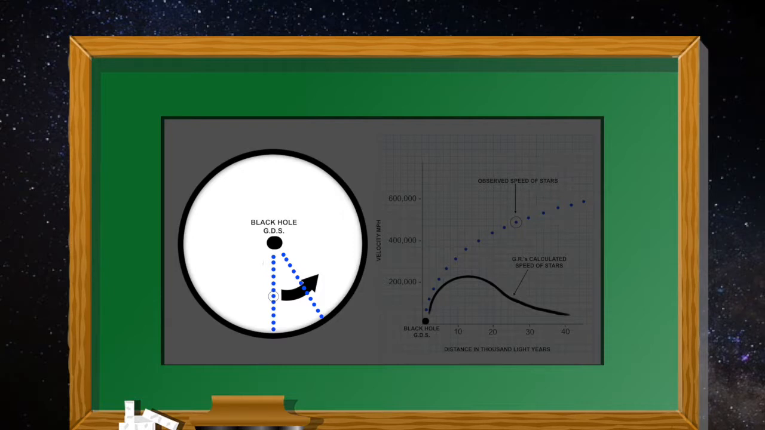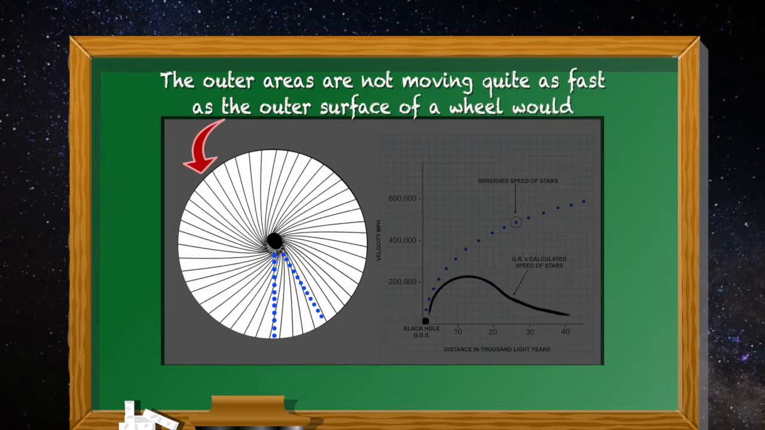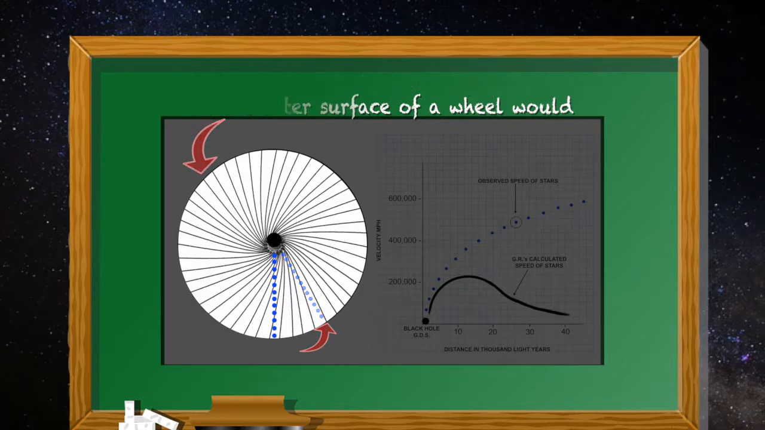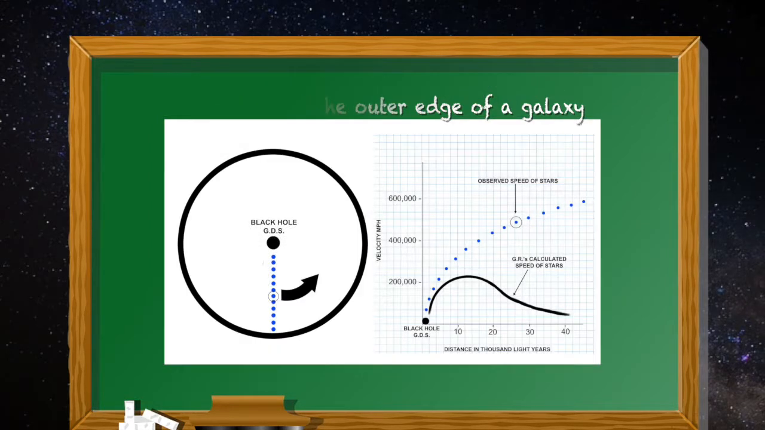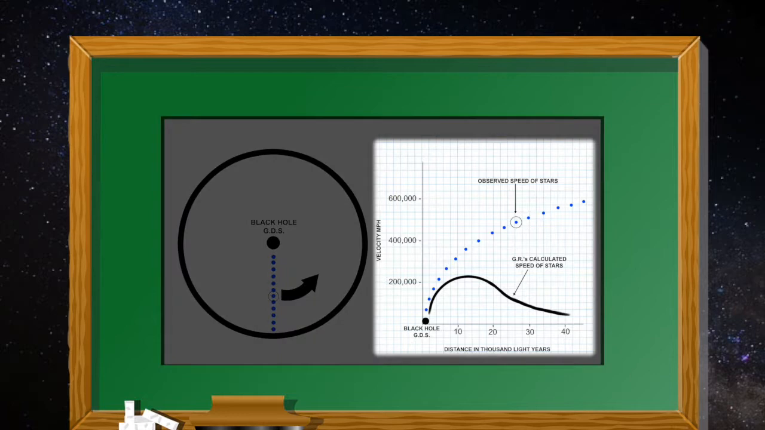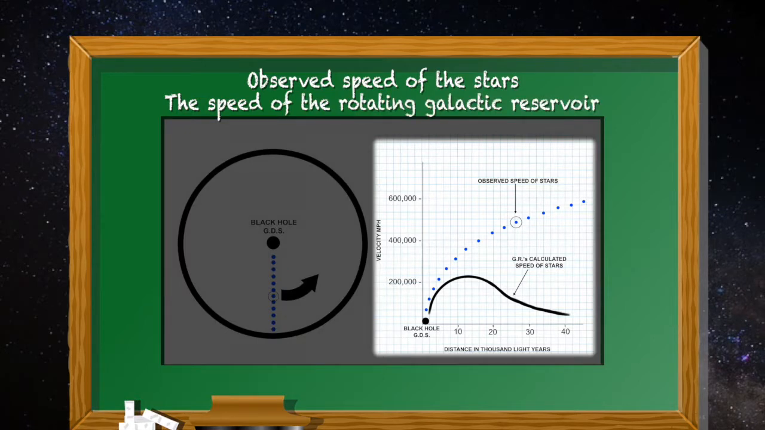The rotation of the reservoir appears to be similar to a wheel where the outer edge rotates faster than the center of the wheel, but it acts more like a whirlpool. The outer areas are not moving quite as fast as the outer surface of a wheel would. There is some increasing slip as you move toward the outer edge of a galaxy. It is clear now that the graph on the right is depicting the observed speed of the stars, as well as the speed of the rotating galactic reservoir.